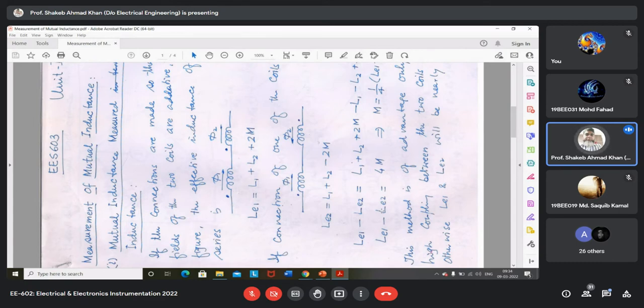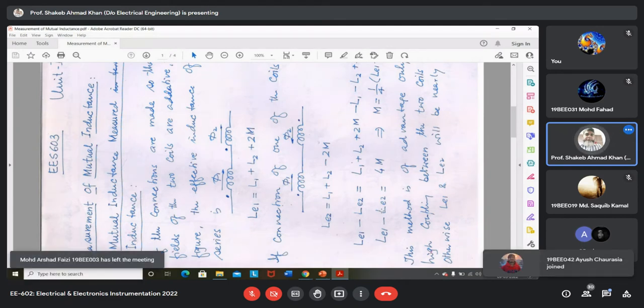This means you find that LE1 and LE2 are equal if coupling is very good, meaning most of the flux produced by these two coils is linking each other. Otherwise, you will have a difference between the equivalent inductances. So a bridge method is used, which is very sensitive.